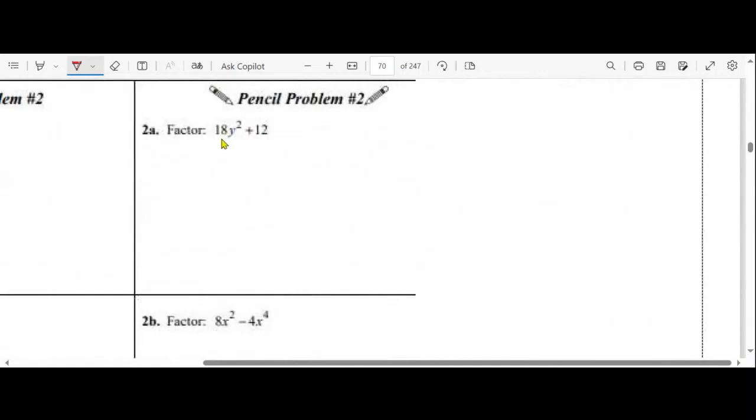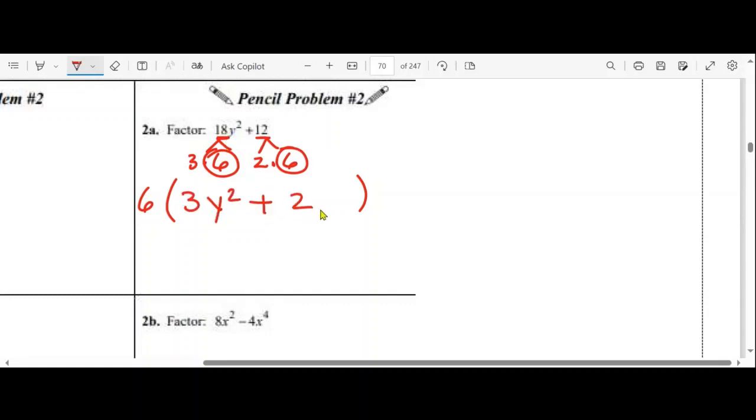Factor this. Now I have 18 and 12. 18 is what by what? 3 by 6. And 12 is what by what? 2 by 6. Which one is common? 6. Take 6 outside. And what about y? We don't have anything common. So we divide by 6. So what do you get? 3y squared plus 2. That's your final answer. Easy as easy. If you understand, raise your hand.